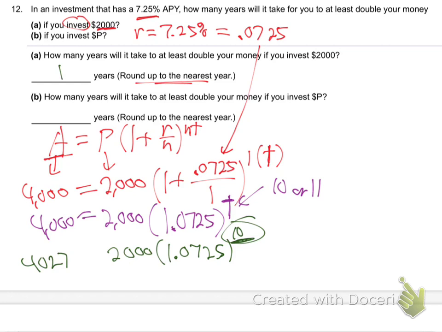So 10 years. Now, what about the second question? How many years if, instead of putting in $2,000, you put in P dollars? It's still going to be 10, because doubling is doubling. It doesn't matter if you put in $1 and it became 2, or 2,000 became 4,000. It's the same. They're making sure you're good there. Doubling's doubling.